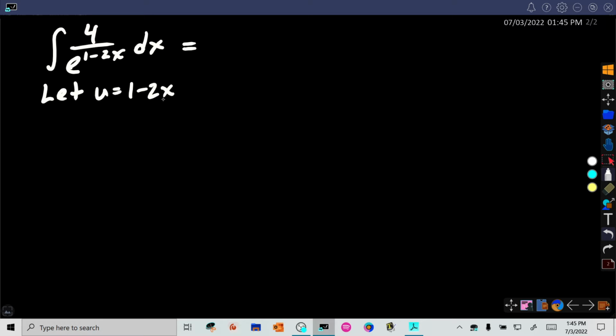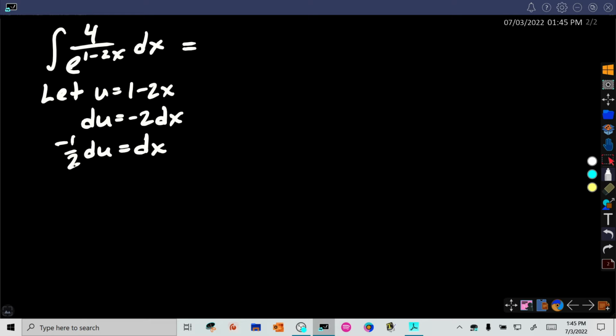So as a result, I'm going to get du is equal to minus 2 dx, okay? Which means that minus 1/2 du is equal to dx. The minus 1/2 comes from that minus 2. I just divide by minus 2. So that's where the minus 1/2 comes from.